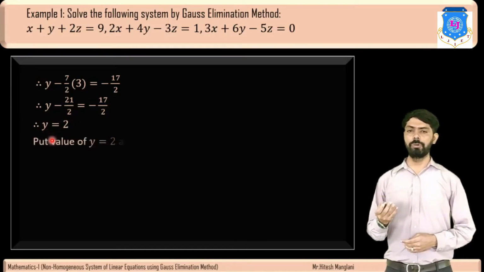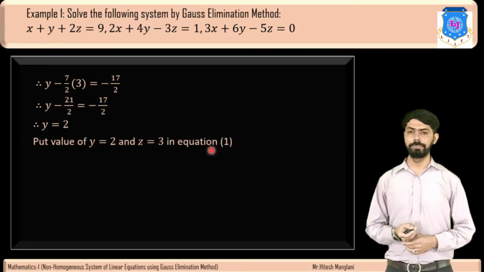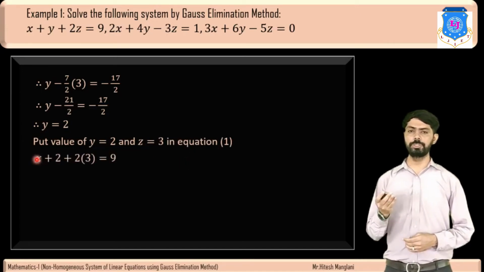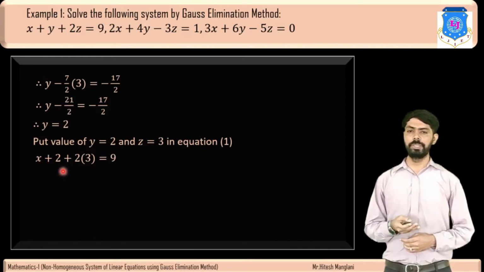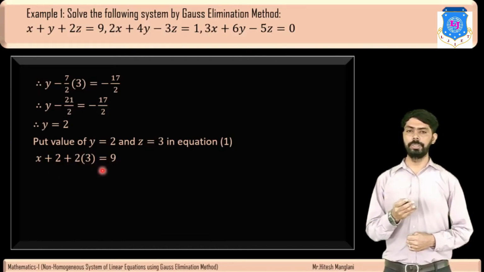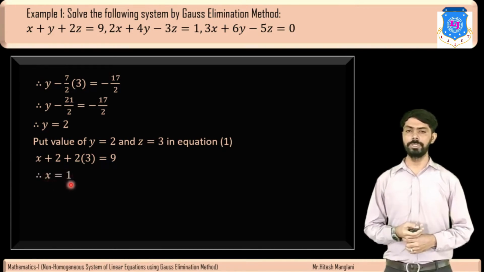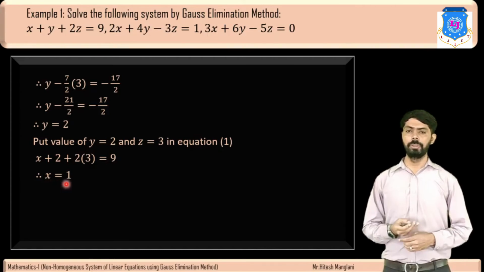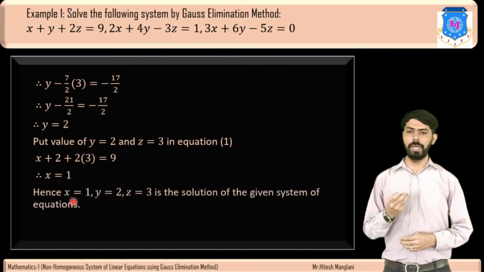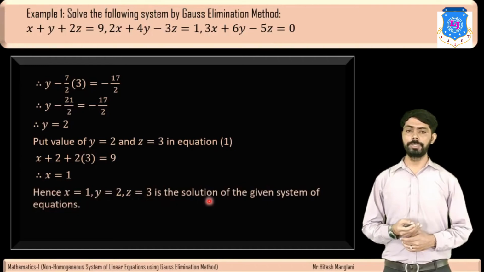Now we will put the values of y and z in equation 1. Equation 1 is x plus y plus 2z is equal to 9. Therefore it will be x plus 2 plus 2 into 3 is equal to 9. If we simplify this, then x plus 2 plus 6, so it will be x plus 8 is equal to 9. Therefore x is equal to 9 minus 8. Therefore the value of x is 1. Therefore x is equal to 1, y is equal to 2 and z is equal to 3 is the solution of the given system of equations.